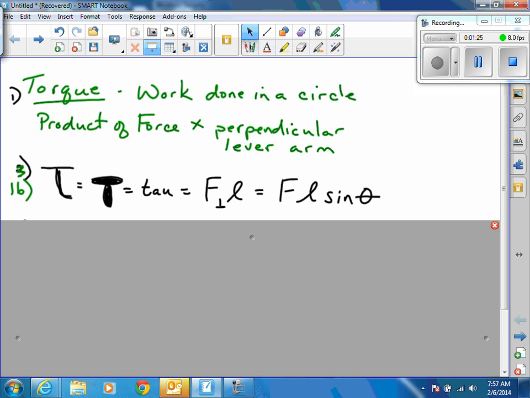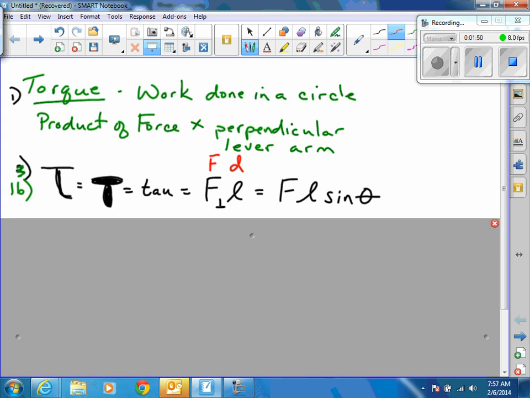If you remember when we did work, the work formula was force times distance. Well, the lever arm is the distance from the axis to the point of force, but it has to be the perpendicular, and that's what this little upside down T means, perpendicular force. Another way to write it, and the best way to write it, is force times lever arm times the sine of theta, and we'll get to that in just a second. And that was actually 1B.